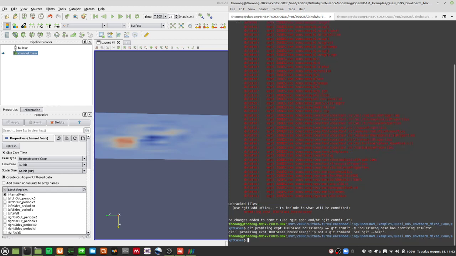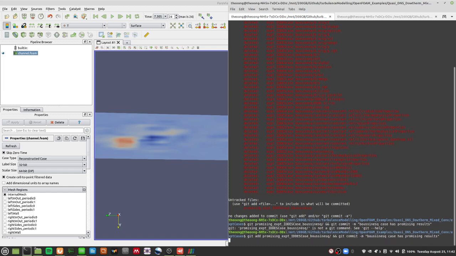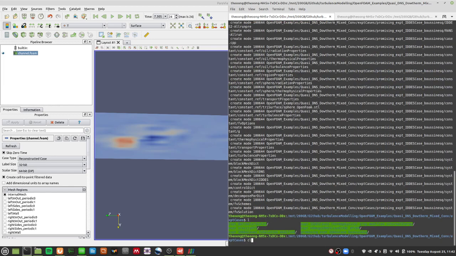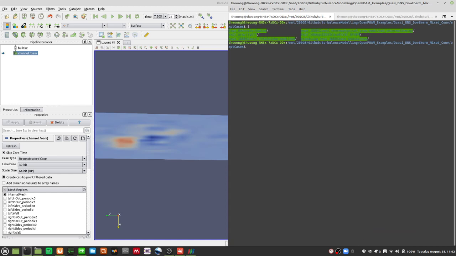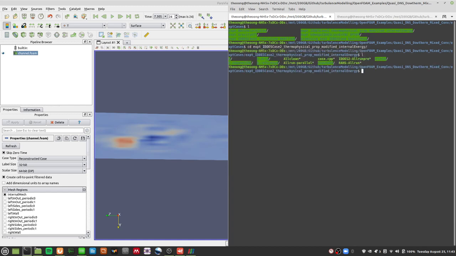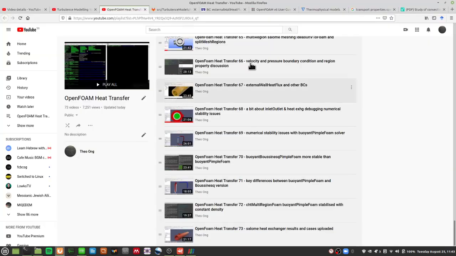And one other thing I found was that changing the density to be constant allows buoyantPimpleFoam to solve for the case pretty well. So let's go cd experimental IDDES case 2, thermophysical properties modified. Okay, so there were a few things to take note.